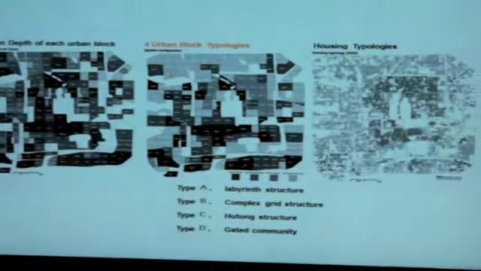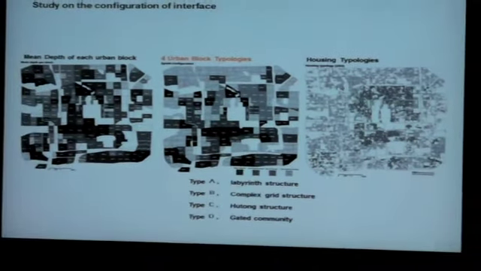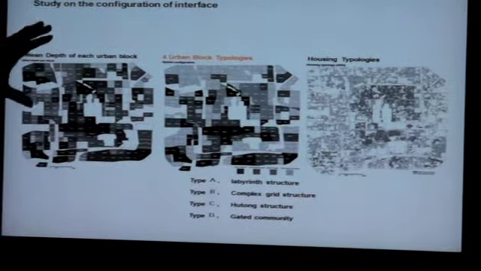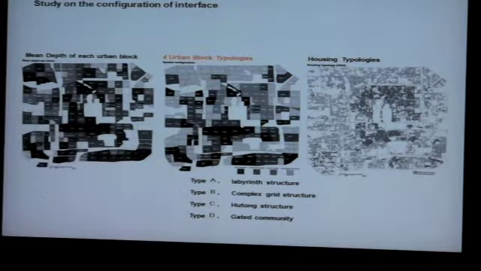So here I'm trying to make a detailed study on the configuration of this interface. Because previous study is more on a statistic level. So I'm trying to go into a spatial level to see how this configuration is being actualized inside each block. What this interface logic really is.